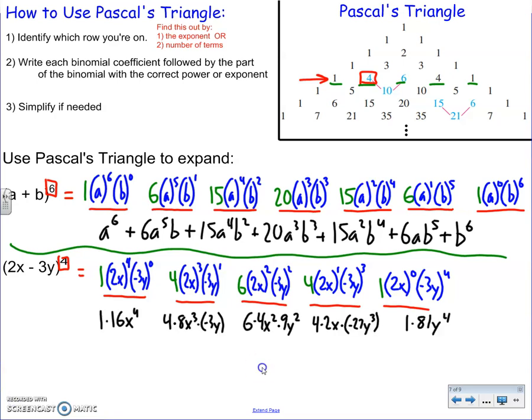Now that I found each, let's write the final answers. The first one, 1 times 16 is just 16. That's x to the fourth power. The second one, 4 times 8 times negative 3. That's going to be a negative number. It's going to be negative 96 x^3 y^1.